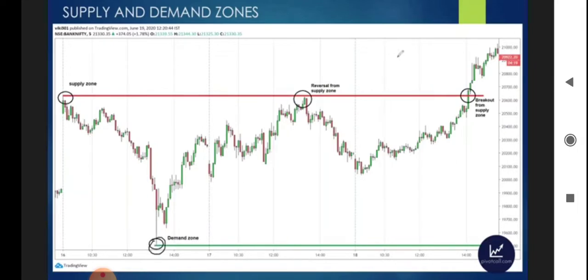So next time what happened? 17, market came here near the supply zone, came under selling pressure. Look at this red candle, and it started coming down. Right?